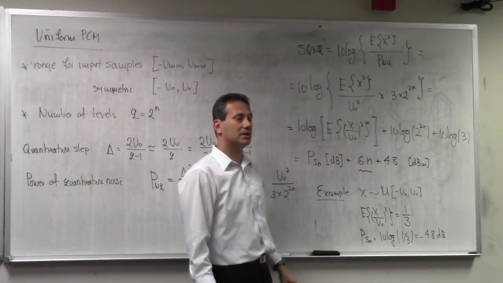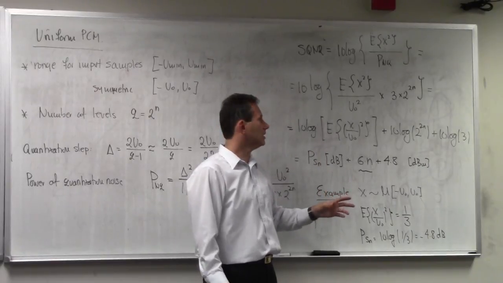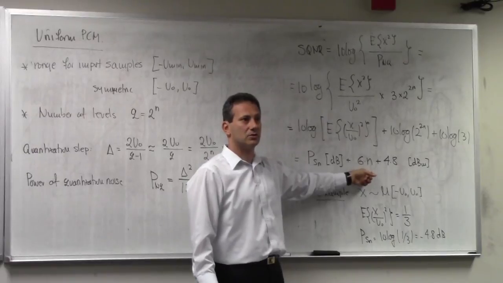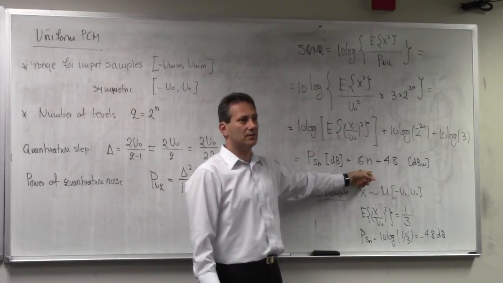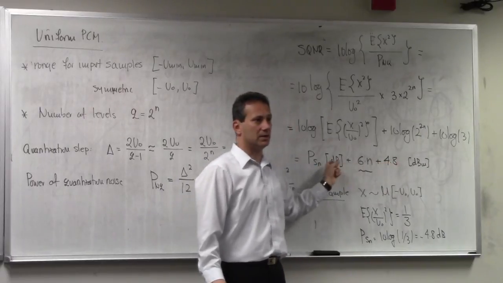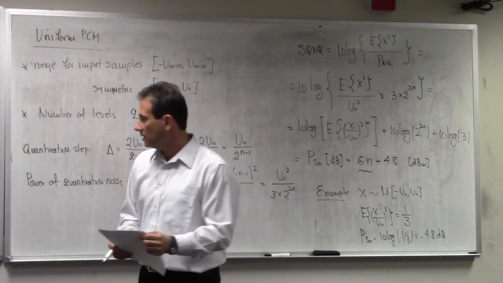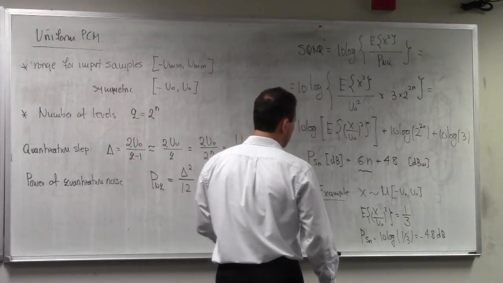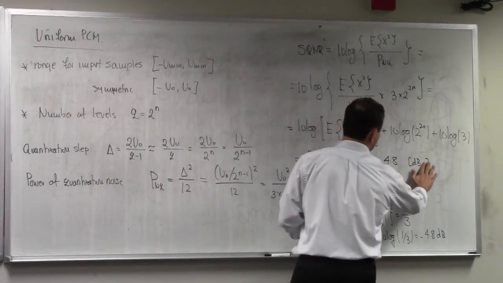So if you have a signal that is uniformly distributed, that you run through a uniform quantizer, then the signal to quantization noise is exactly 6n. If the signal has some other kind of distribution, then this and this will not cancel, and you would have some sort of penalty. You wrote dBm there? Yeah, that's dBm. dB.